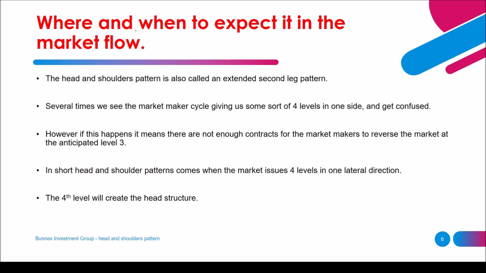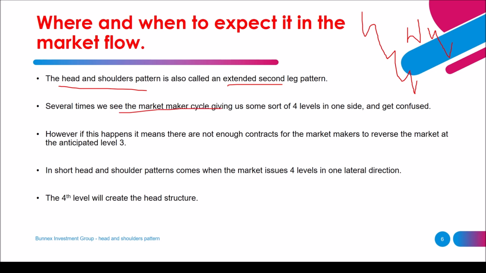So where do we expect this structure and when within the market flow? The head and shoulders pattern is also called an extended second leg pattern. By second leg, we are saying we have 3 levels, and the biggest point where we anticipate to see a reversal is the third level. So we would say it's an extended second leg pattern. We were expecting to see an M like this, but later you'd see it giving us a big second leg.